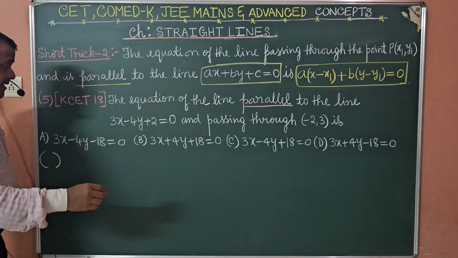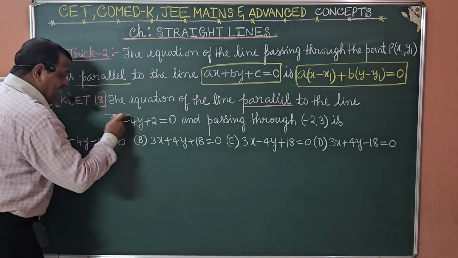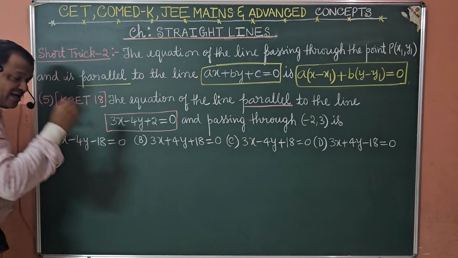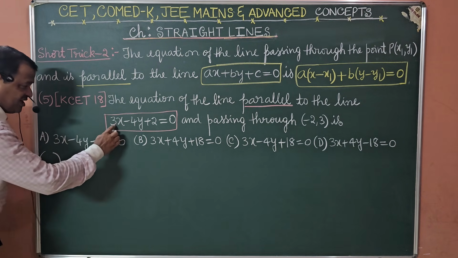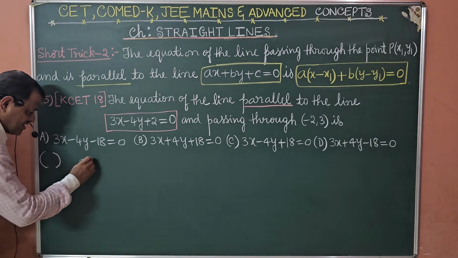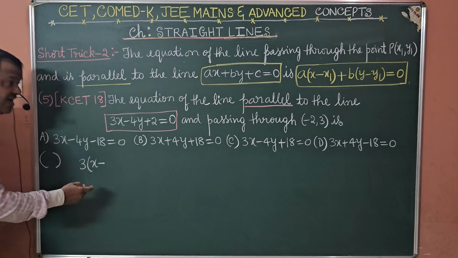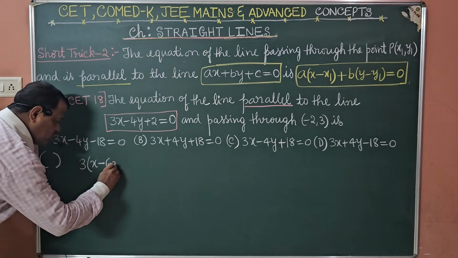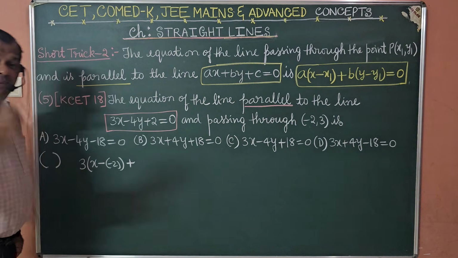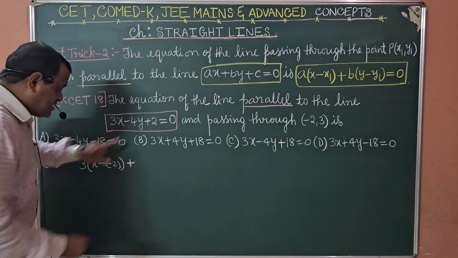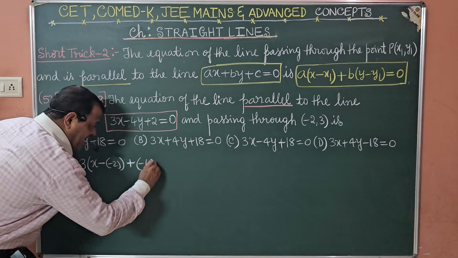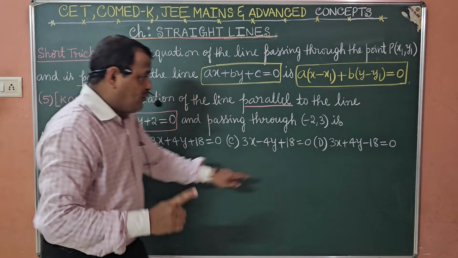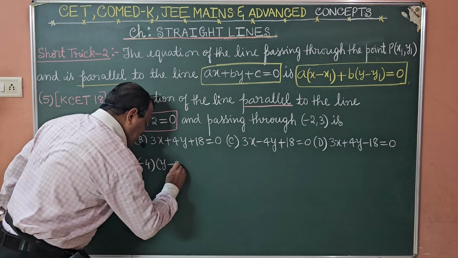I will straight away begin the answer. My required line is parallel to this line. Therefore, my required equation of the line has coefficient of x as 3. Keep it as it is: 3 into x minus x1, x1 is this point, minus 2. So minus minus 2. Then in between plus, but coefficient of y is minus 4, therefore minus 4 I should write. Plus of minus 4 into y minus y1, y1 is this 3, is equal to 0.